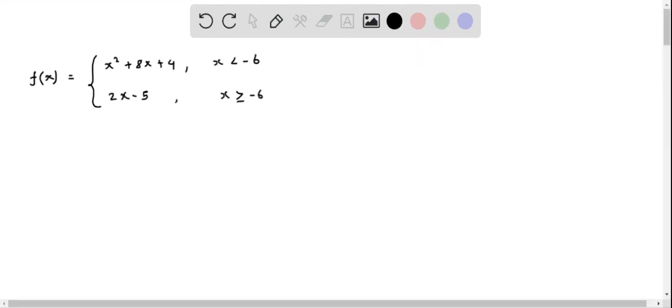We are given this function f of x equals x squared plus 8x plus 4 when x is less than or equal to negative 6, and 2x minus 5 when x is greater than or equal to negative 6. And we have to check whether this function is continuous or differentiable or both. So first let's check for continuity.